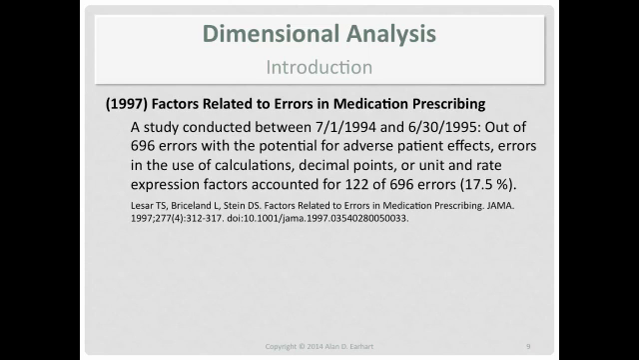A paper was put out. There are any number of papers put out about errors in medicine, but this one, talking about errors in prescribing medicine, was conducted over a year in a tertiary care hospital and found that over 17% of the prescribing errors on medicine were due to errors in calculations, putting the decimal place wrong, rate expression, or wrong use of units. Over 17% of the mistakes.